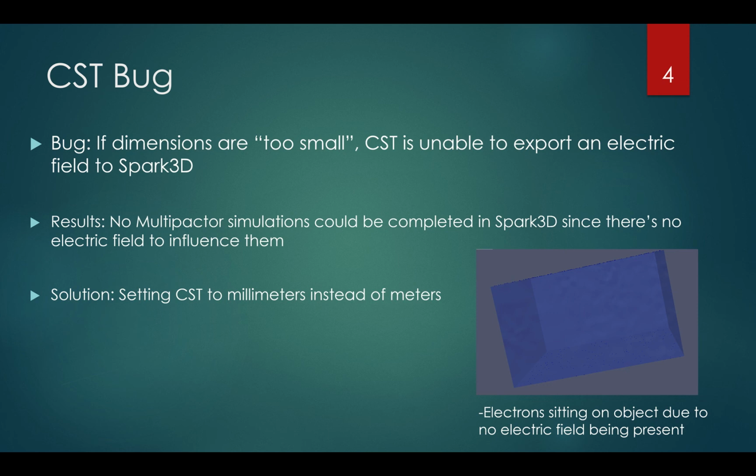just a simple conversion from meters to millimeters, millimeters to meters, then it would just perceive it to be too small, and when I tried to actually simulate the multi-factor effect in Spark 3D, it would not send an electric field, resulting in the electron sort of just sitting on the object, as seen in this picture, due to there being no electric field present. And from that, there would be no multi-factor, since the electrons aren't moving.